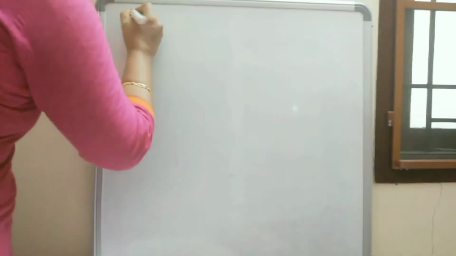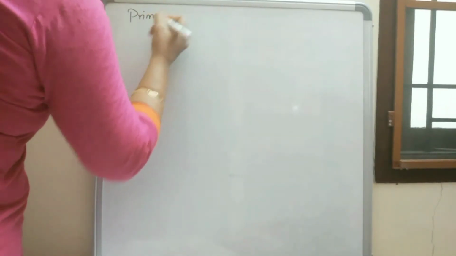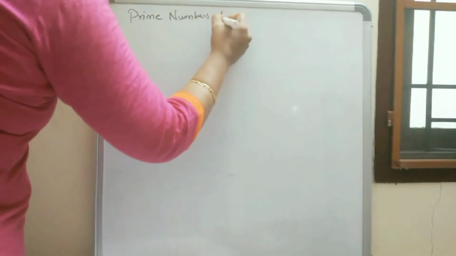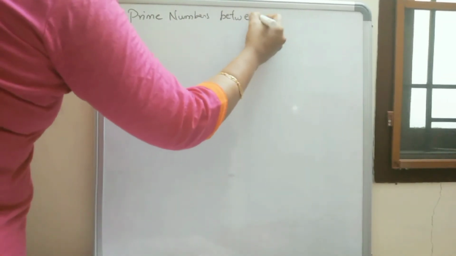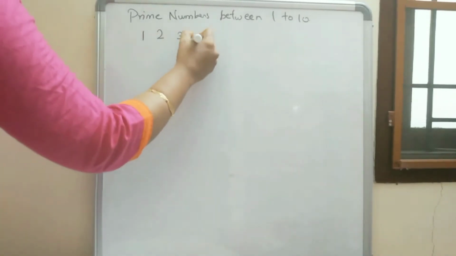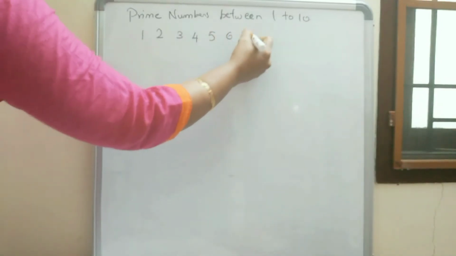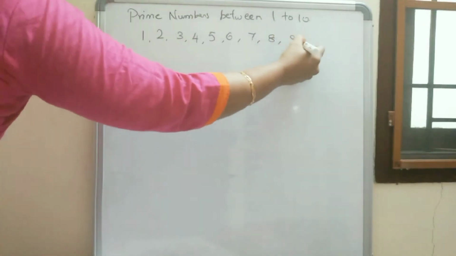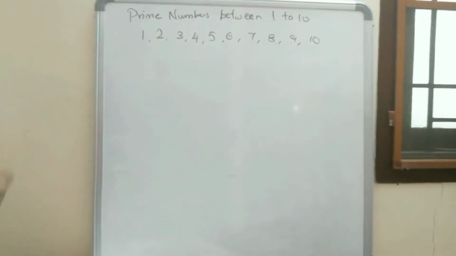Now we are going to see prime numbers between 1 to 10. What are the numbers between 1 to 10? 1, 2, 3, 4, 5, 6, 7, 8, 9 and then 10. Okay. Now we take the first number 1.